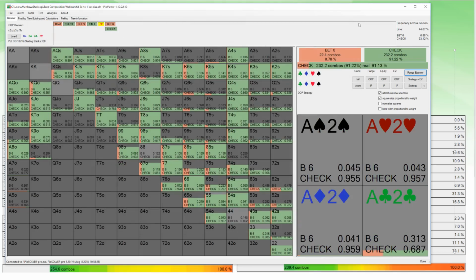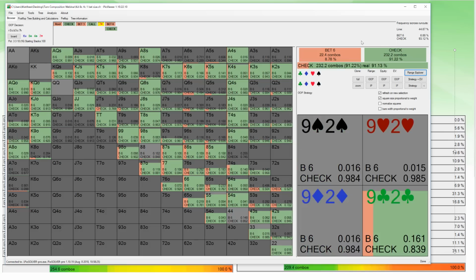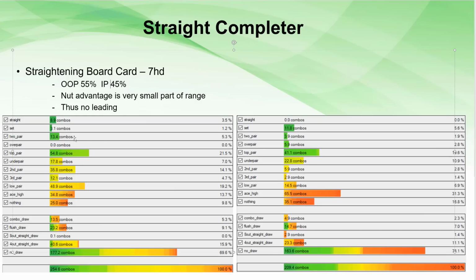But again, not doing a lot of leading. We're doing a little bit of leading, but not a lot. And the reason we're not leading is because of that advantage that the in position player still has: stronger top pairs and still has these sets that we don't have.